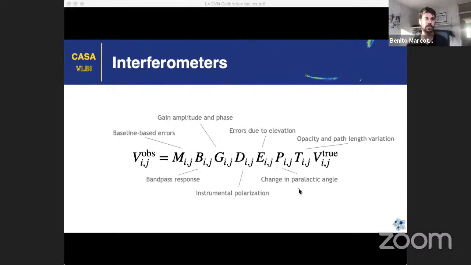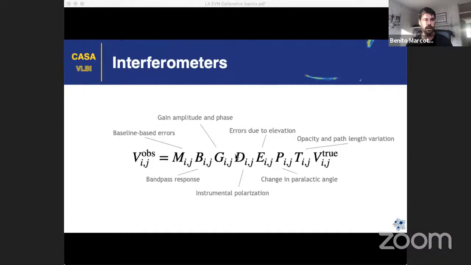Coming from the right to the left, the signal that you are getting is affected by opacity and path length variations from the atmosphere, so you have a perturbation in the real signal you would expect. You also need to take into account parallactic angle corrections, because you are tracking a source over several hours, and this affects the phases that you are recording directly from the stations. The source may also change elevation during observations, which gives some dependencies, especially for different antennas that will have different elevations.